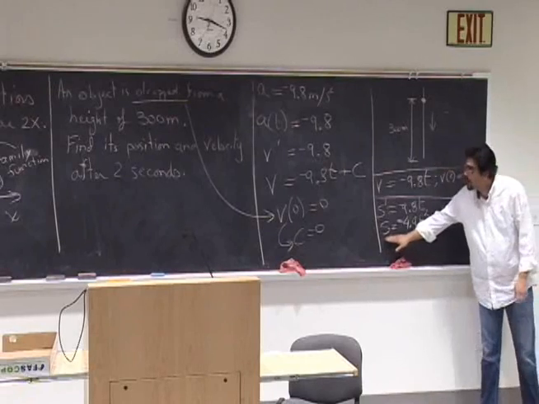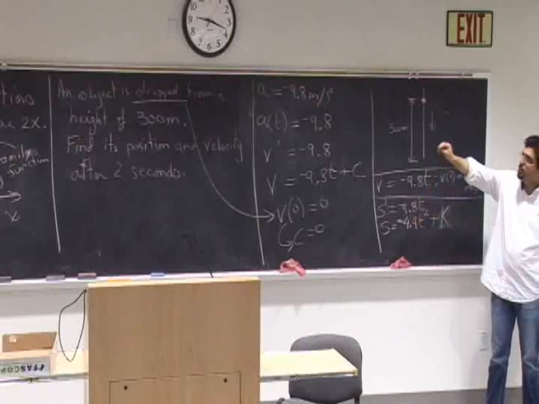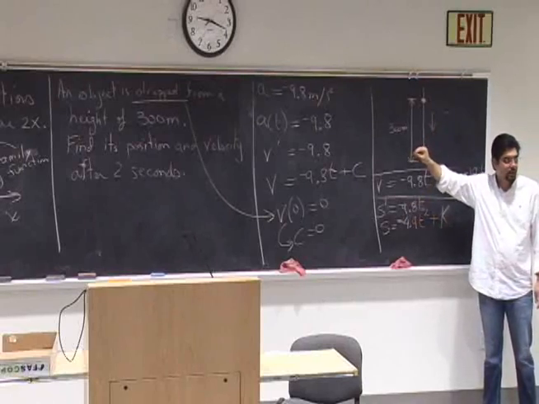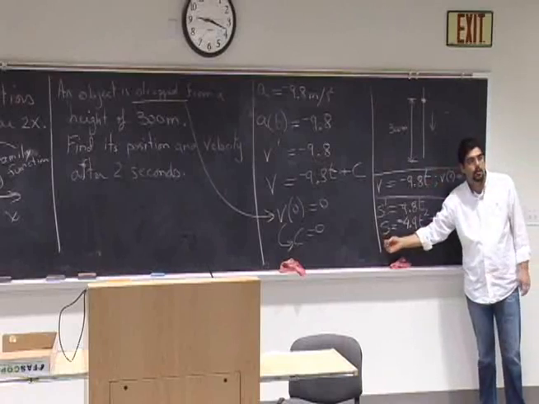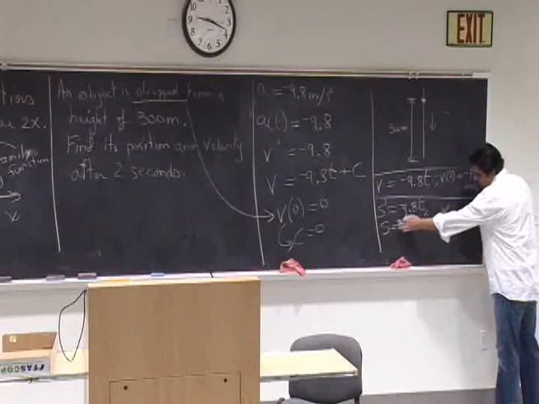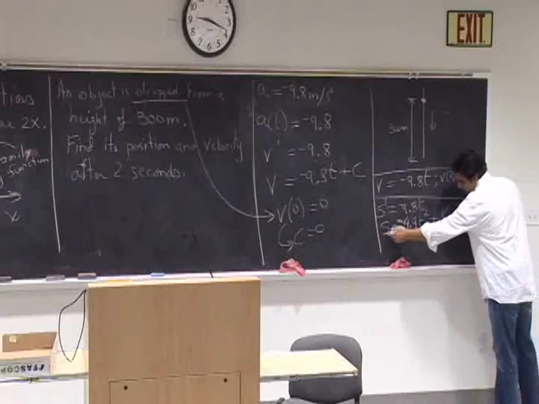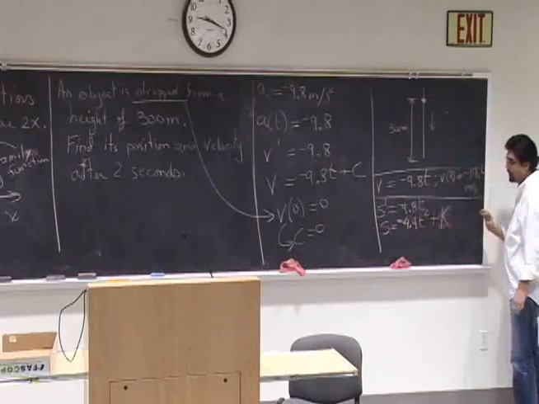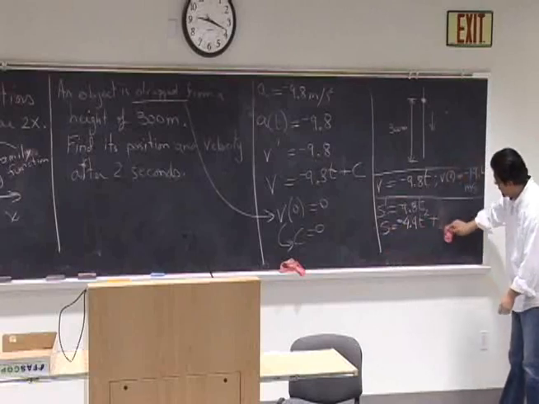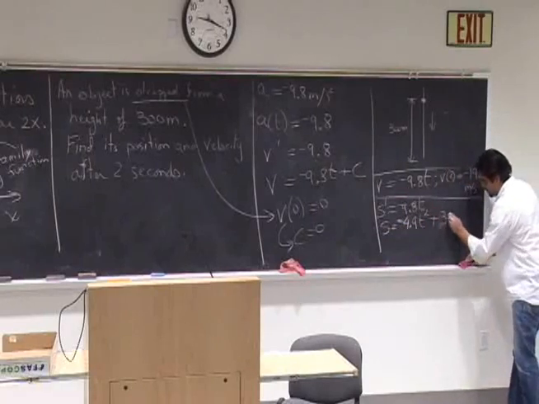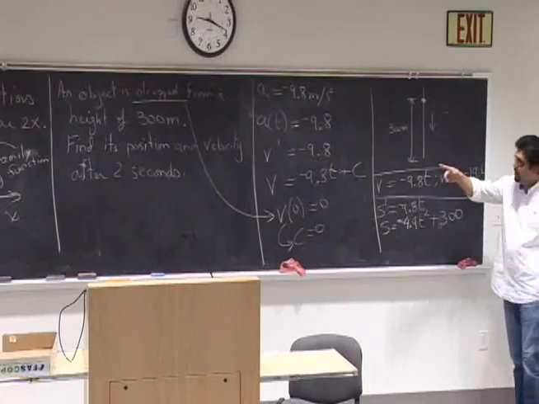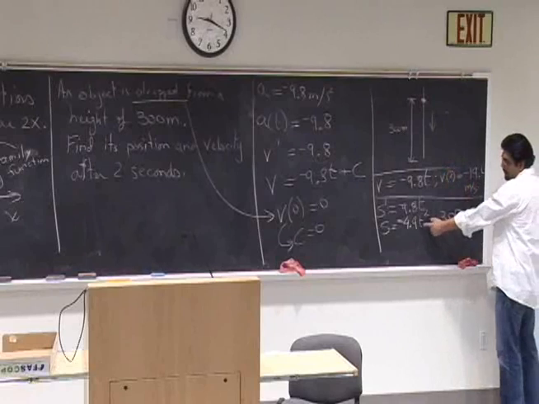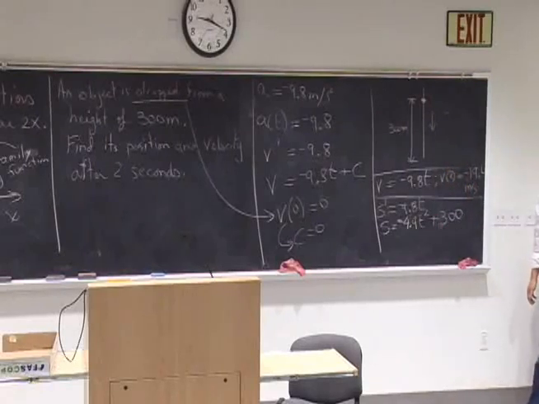So, but S has to satisfy that condition that it was dropped from a height of 300 meters. So at the beginning of the experiment, when time is 0, the position is 300. When time is 0, this quantity is 0, and this is 300. So what is k? 300. To preserve space here, I'm just going to say k is 300. Is that clear? Okay, and then now find the position after 2 seconds: plug in 2 here, and you have your result. And that'll be the position after 2 seconds.